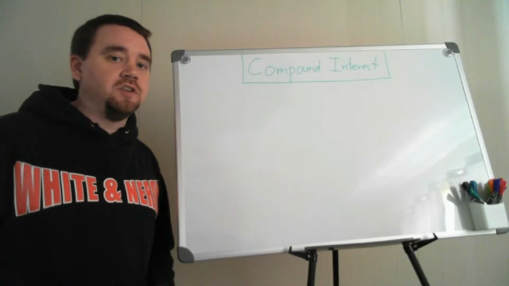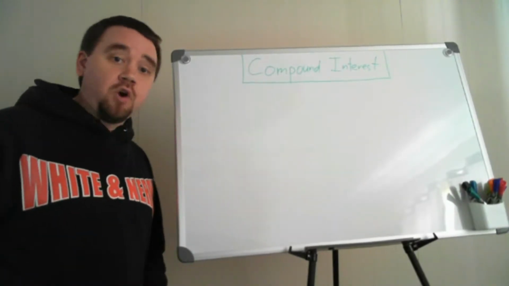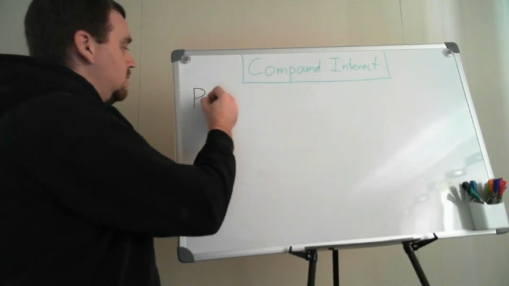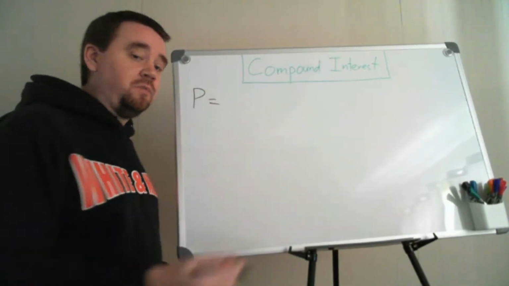So let's start with definitions. The amount of money you borrowed from me is called the principal. We refer to that as P. And so in this case, we say the principal is $10,000.